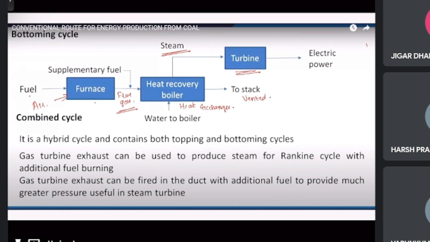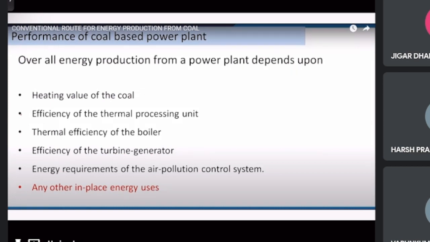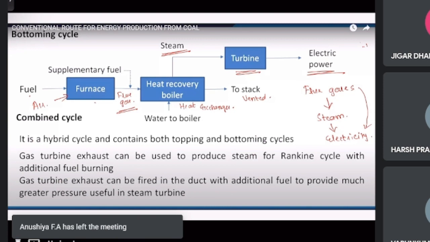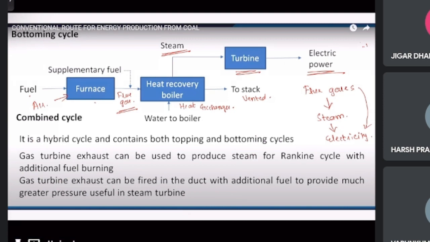And this steam that is produced from the heat exchanger is then used to run the turbine. Then this turbine is connected to an alternator and so on, and you produce electricity. So in a bottoming cycle, you use the flue gases to produce steam, and this steam will give you electricity by running the turbine. So that is the difference between a topping cycle and a bottoming cycle. In a topping cycle, flue gases directly give you electricity, and in the bottoming cycle, you first produce steam and then you produce electricity. And then there is a combined cycle, which is basically a hybrid cycle and contains both topping and bottoming cycles.